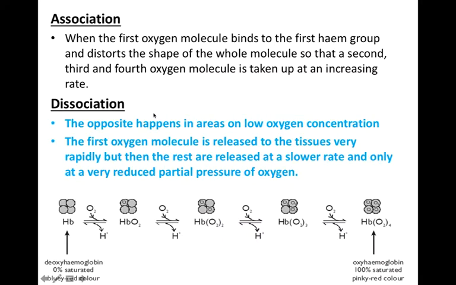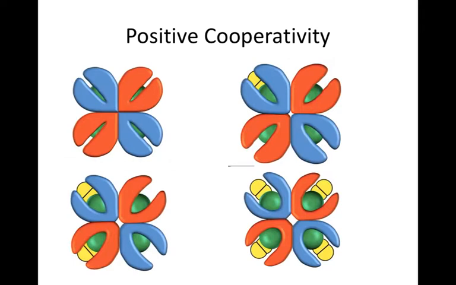One of the things you have to understand here is a process called positive cooperativity. What that means is that every time an oxygen associates with hemoglobin, that makes it easier for the next one to bind on. Let me show you a diagram illustrating this point. This shows positive cooperativity. In this case, no oxygen is joined. The green bits represent the heme group, and you've got your globin chains in blue and red here.